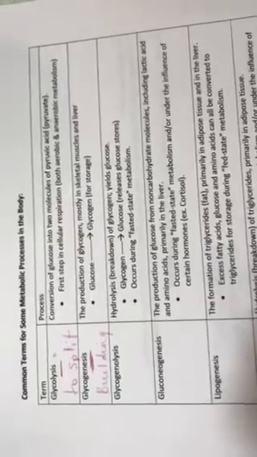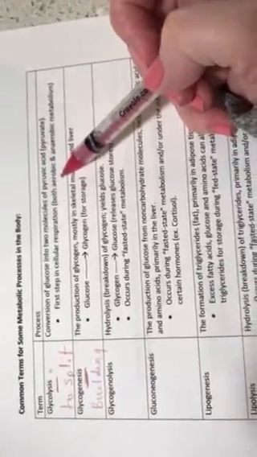So up at this top term again right here, glycolysis. Glycolysis is the process of taking glucose and splitting it into pyruvate. And here you've got the process, conversion of glucose into 2 molecules of pyruvate or pyruvic acid. It's the first step in cellular respiration, both aerobic and anaerobic metabolism. So glycolysis, glyco is glucose, lysis is to split. So you're going to split glucose into pyruvate.